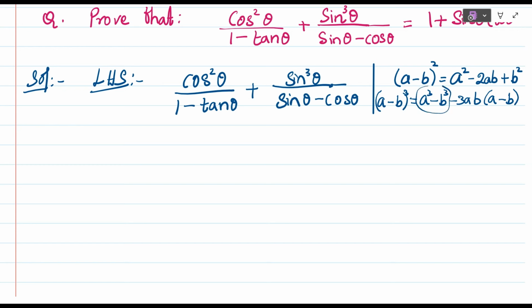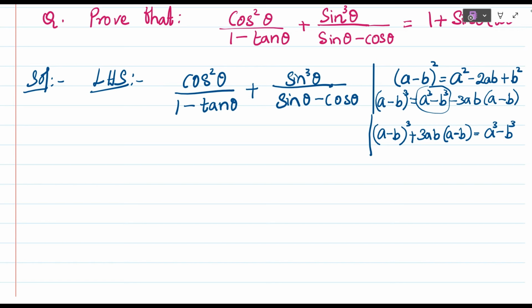So now I want the value of a cube minus b cube. So what I am going to do is, this minus 3ab term I am going to transpose to this side. So it becomes a minus b whole cube plus 3ab into a minus b. Okay, that will be equal to a cube minus b cube. Clear, students? So these two identities we are going to use in our proving part.